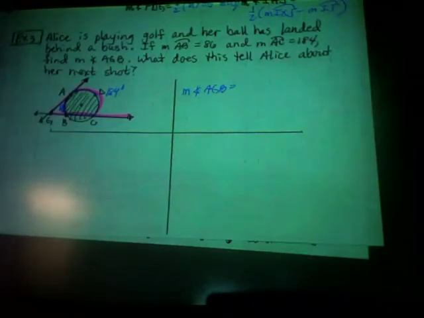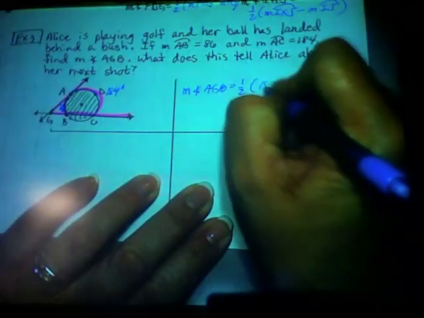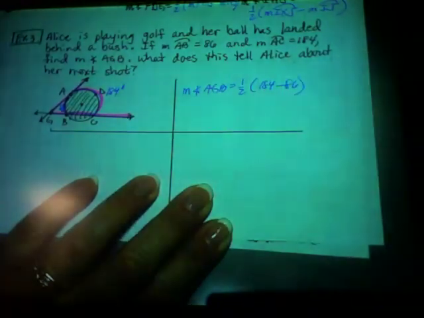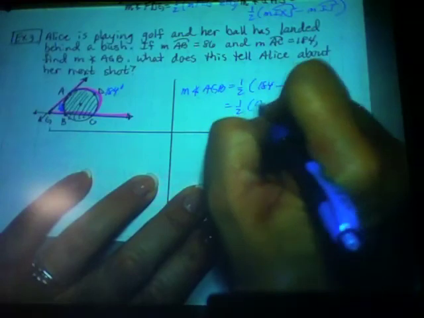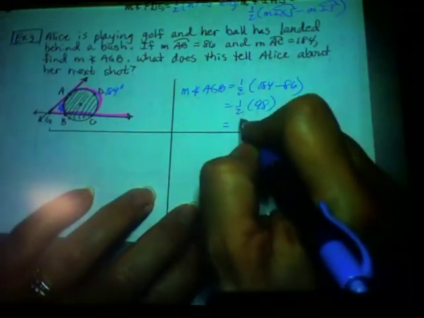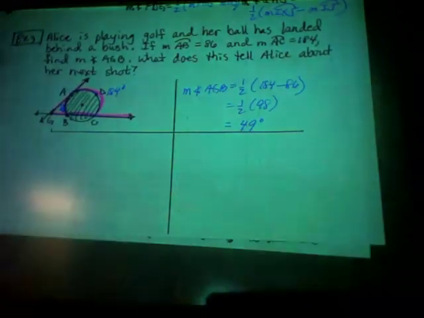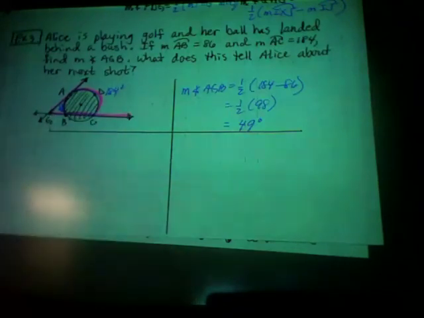So start participating. I've got 1/2 times the bigger arc is 184. The smaller arc is 86. 184 minus 86 is 98 degrees. And then half of 98 degrees is what? 49 degrees. So that tells us that this angle here is 49 degrees.